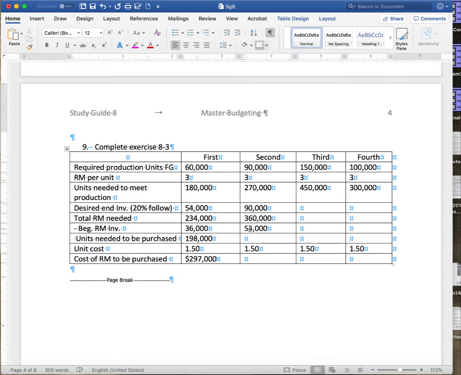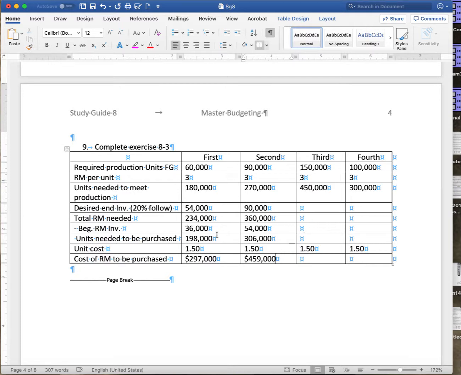However, I'm starting the month with 54,000 units. So if I take the total raw materials needed of 360,000 minus the beginning raw materials of 54,000, I end up with 306,000 units. I'm going to multiply that by my unit cost of $1.50 per unit, and I end up with $459,000. I did the same exact thing for the third quarter.